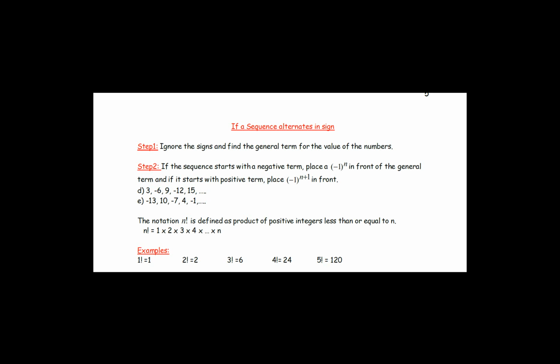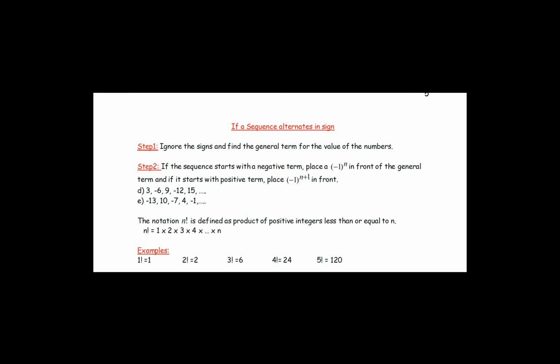Let's try practice D. It starts with 3, negative 6, 9, negative 12, and 15. Now remember, you have to ignore the signs first, just kind of as if you're ignoring your mom's calls or an old ex, which is pretty simple.